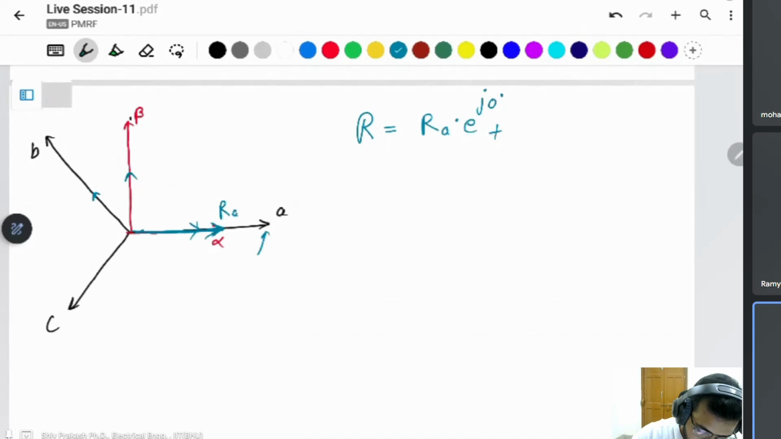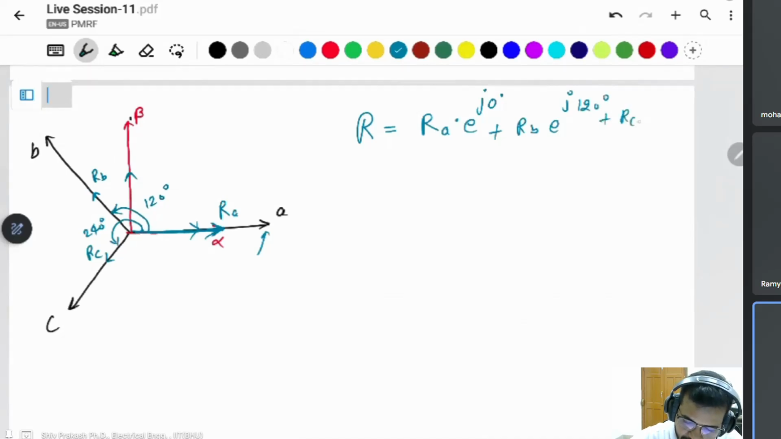Suppose this is RA, this one will be RB, RC, like that. RA is equal to RA with angle 0, because this one is simply in phase A, and RB is placed at 120 degree and this one is placed at 240 degree. Then simply you can use RB e to the power j 120 degree plus RC e to the power j 240 degree.